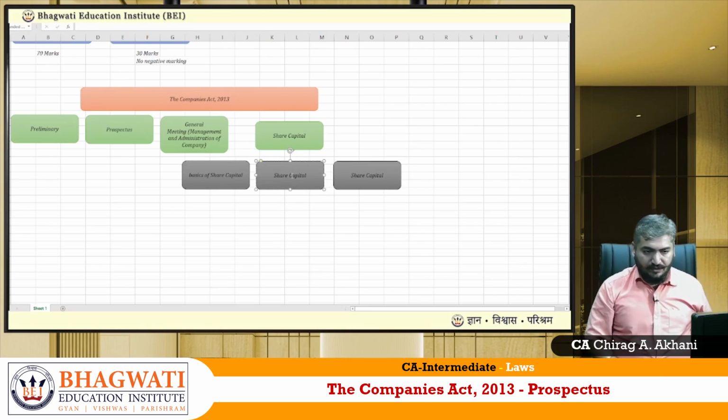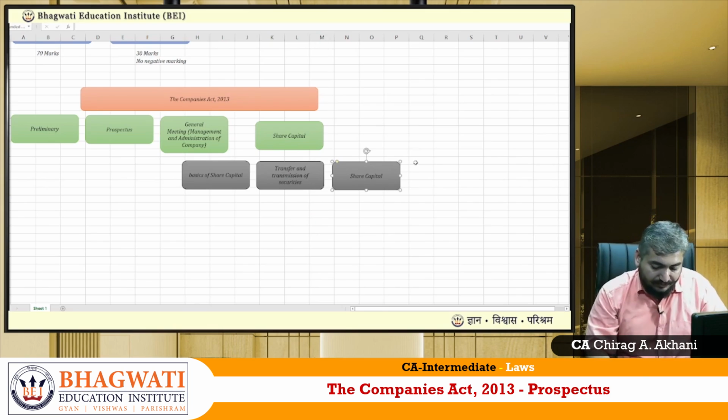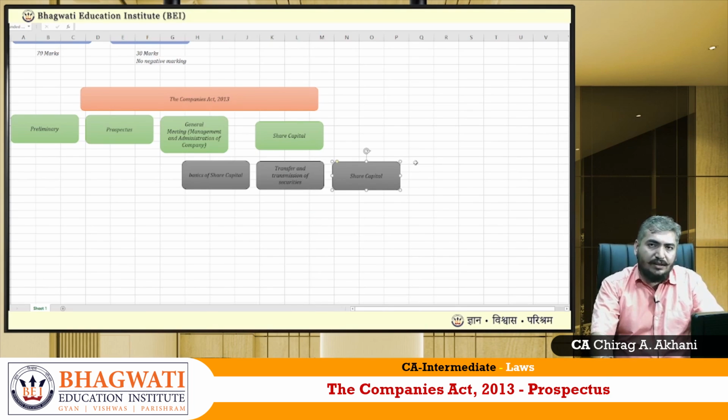The second point we are going to learn is the transfer and transmission of securities of the company. So technically, if any shareholder of the company wants to transfer his shares to somebody else, then how should it be done? I know many of you are asking, sir, it's quite obvious and quite easy.